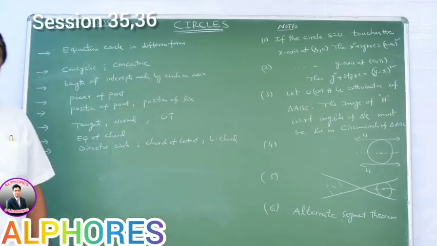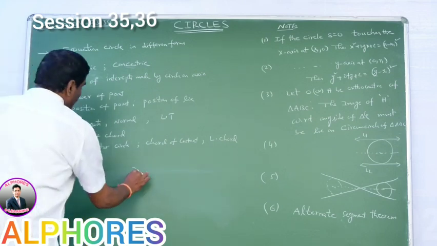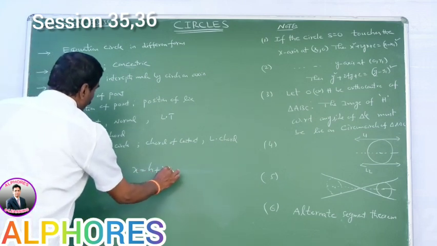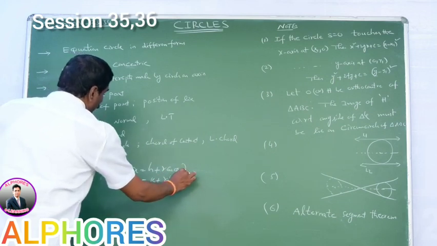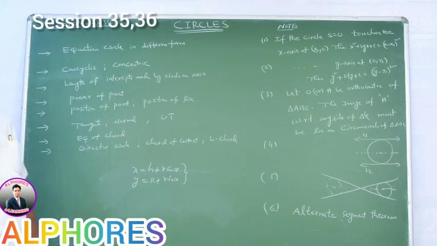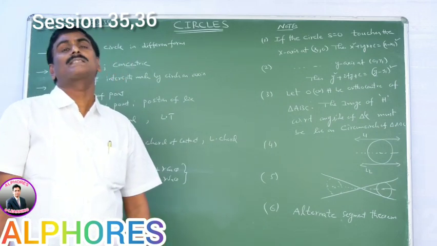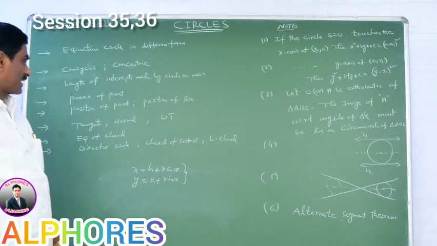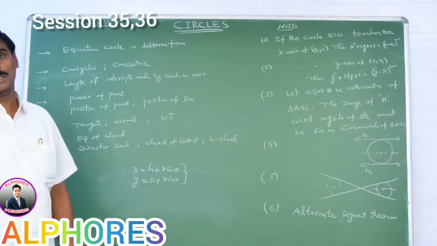Equation of the circle in parametric form. If (h, k) is the center and r is the radius of the circle, then the equation of the circle in parametric form is x is equal to h plus r cos theta, y is equal to k plus r sin theta. Here theta is the parameter and the range of theta is 0 less than or equal to theta less than 2 pi. That means 360 degrees. If the center is (0, 0), the equation of the circle in parametric form is x is equal to r cos theta, y is equal to r sin theta.